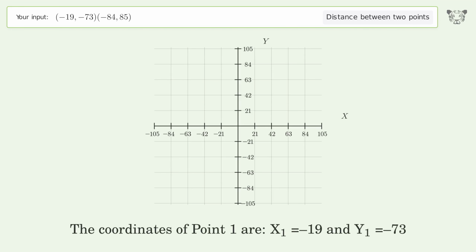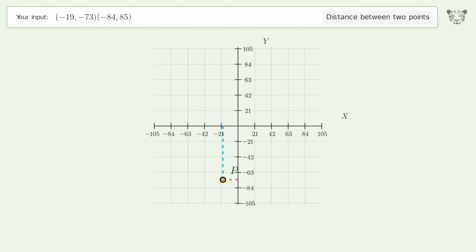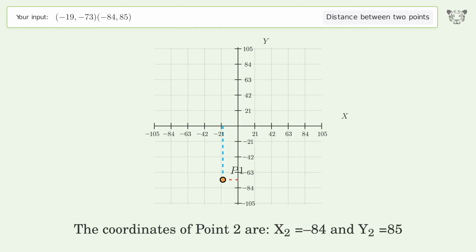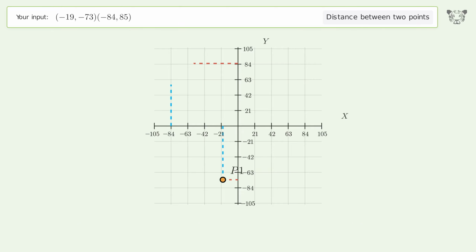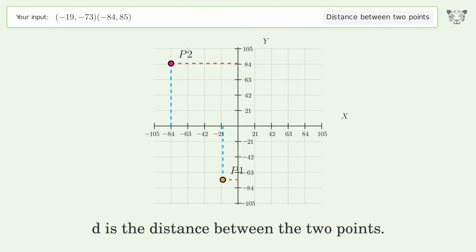The coordinates of point 1 are x1 equals -19 and y1 equals -73. The coordinates of point 2 are x2 equals -84 and y2 equals 85. D is the distance between the 2 points.